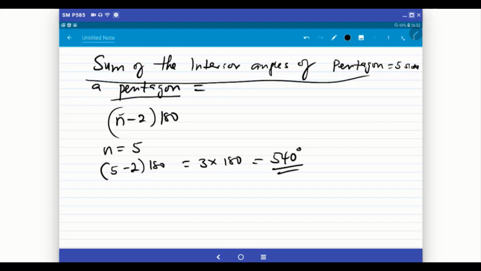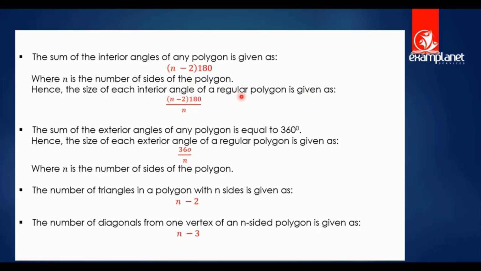They may be equal and they may not be equal, because if you have 5 sides, you must have 5 angles. If you have 6 sides, you must have 6 angles. Hence, the size of each interior angle of a regular polygon is given as (n minus 2) times 180 divided by n. If the polygon is regular and we want the size of each interior angle, all we need to do is divide the sum by the number of sides, since they are equal angles. For the pentagon we got 540, so we divide 540 by n, which is 5.